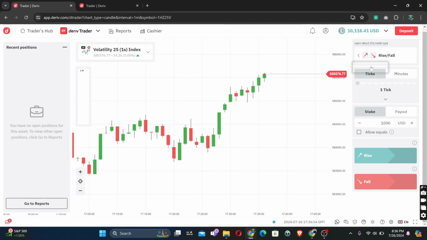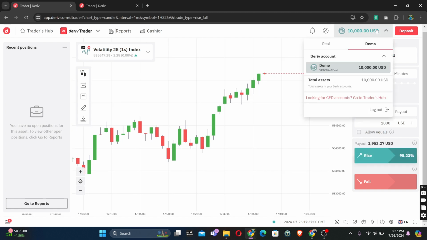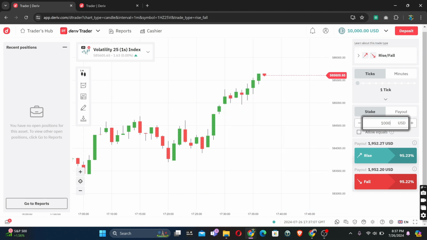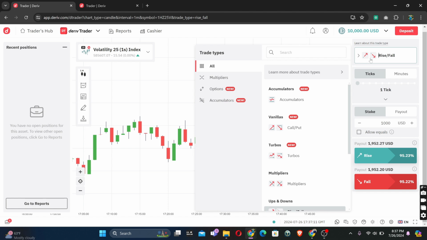I have reset it. Okay, you may reset the balance to 10,000. Then I will reduce this balance to 100. How am I going to reduce this balance? It's very simple. I'm going to put a high risk on this, like 9 times 1,000.